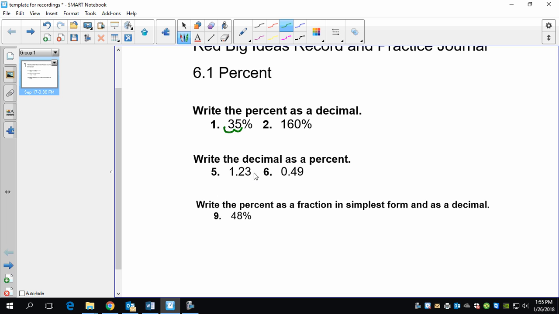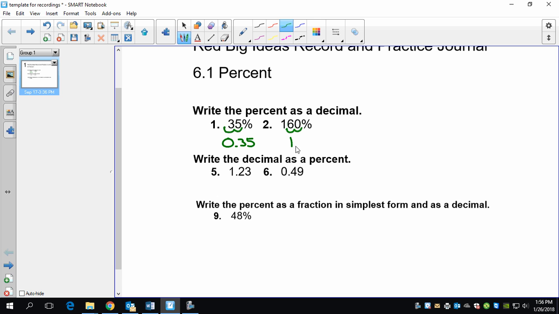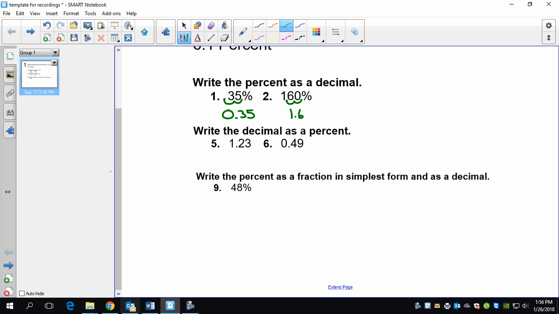So if we have 35%, another way of writing that as a decimal would be 0.35, and we would say that 35 hundredths. For number 2, it's 160%. It's a little bit more challenging. We're still going to move our decimal 2 places to the left, and we're still going to call that 1.6 as a decimal.